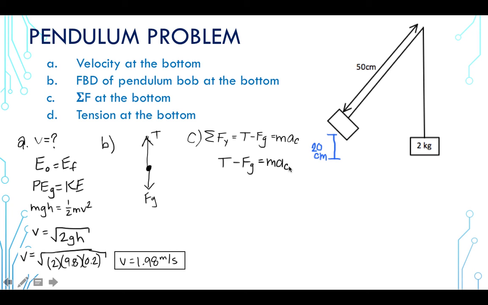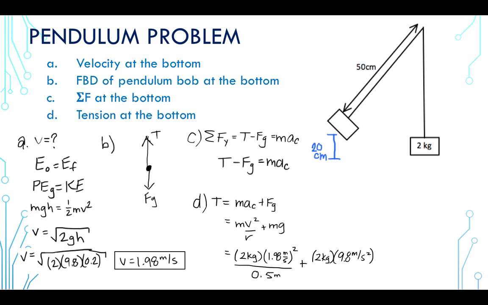So there's our equation. Now to find part D, we're going to start with that equation that we just found: T minus Fg equals m a_c. Solve for T, you get m a_c plus Fg. Plug in our other equations that we know: m v squared over r plus mg is what our equation becomes.